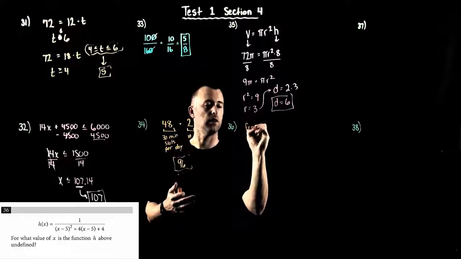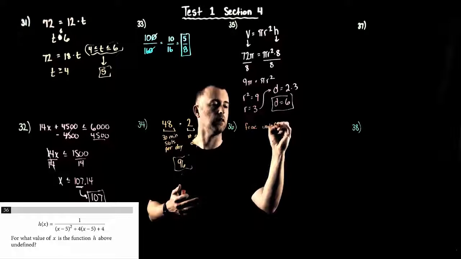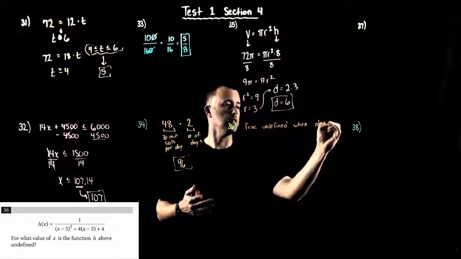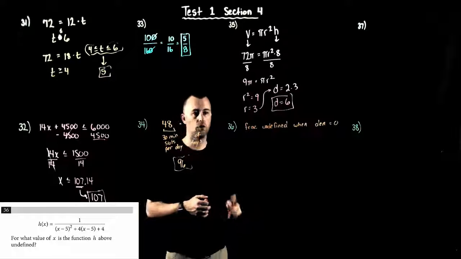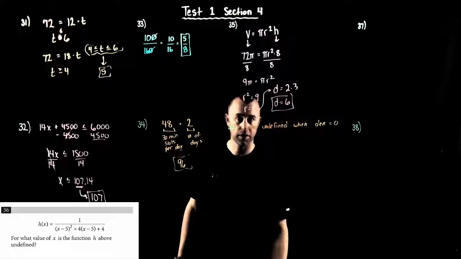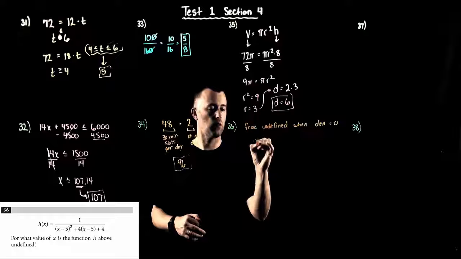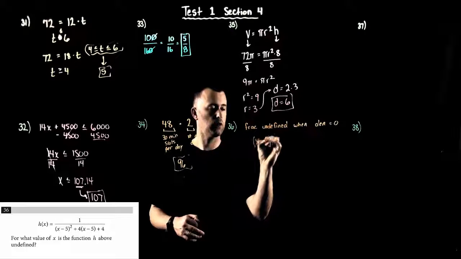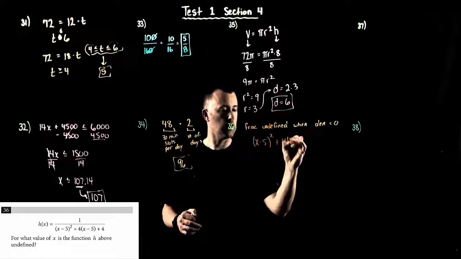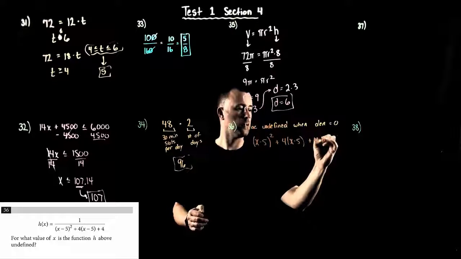So that's what I have here. If a fraction is going to be undefined when the denominator is equal to 0. So that's what we have to know for number 36. And we're going to have a denominator down here with an x in it, so it can equal 0. So we're going to write the denominator out, which is x minus 5 quantity squared plus 4 times x minus 5 plus 4 equals 0.